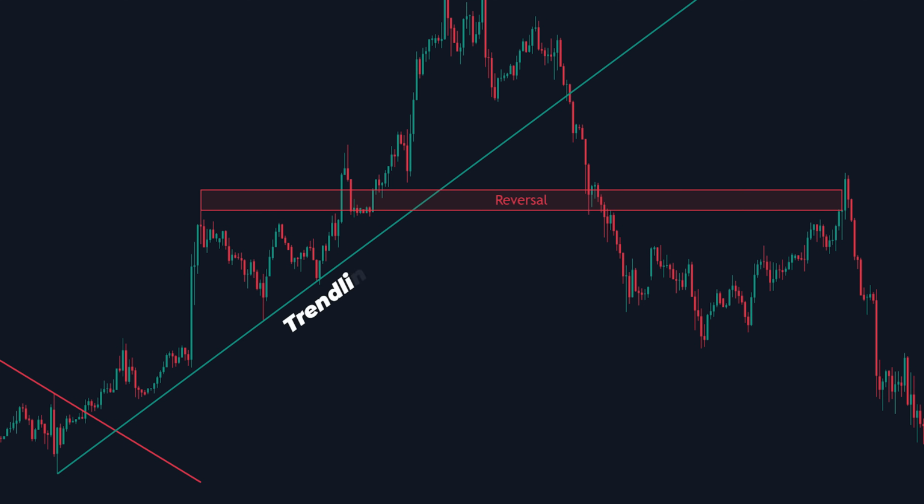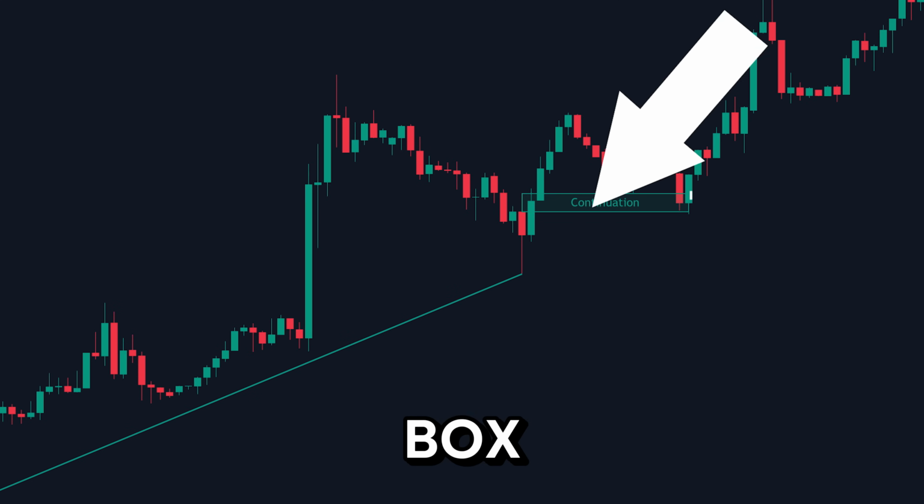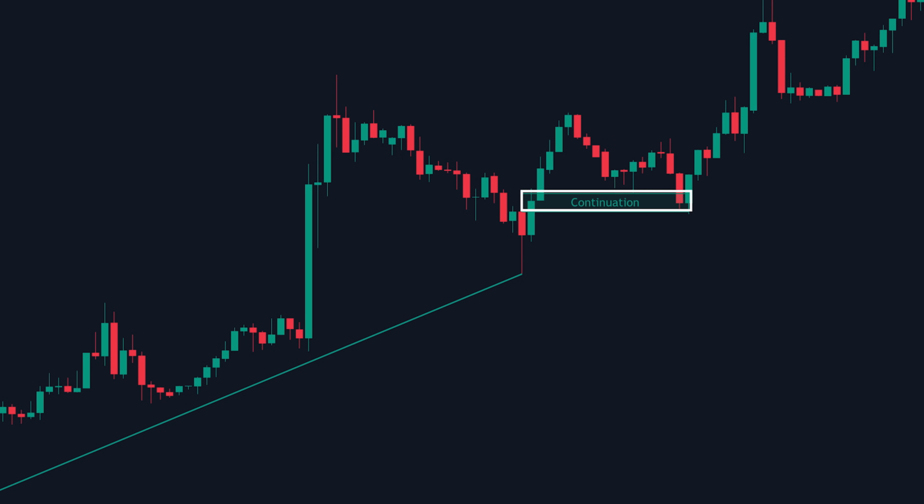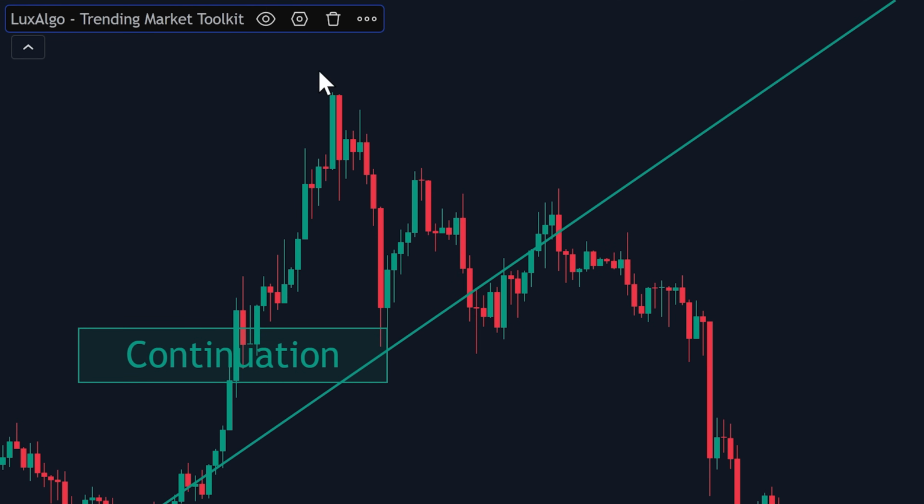Number 1. Trend lines. The toolkit automatically draws lines connecting recent swing highs and swing lows. These lines show the overall direction of the market. Number 2. Reversal zones. When a trend line is broken, the toolkit may mark a reversal zone. This zone is where the price could flip from bullish to bearish, or from bearish to bullish. Number 3. Continuation box. If the toolkit expects the market to continue in the same direction, it shows a continuation box.